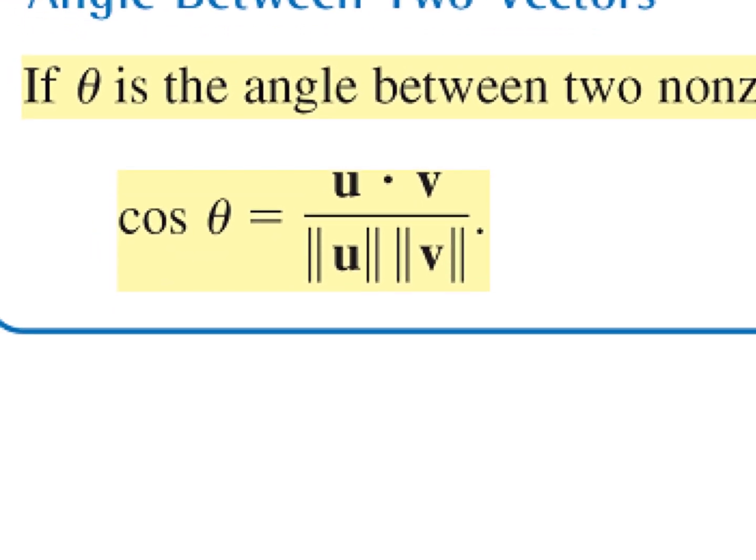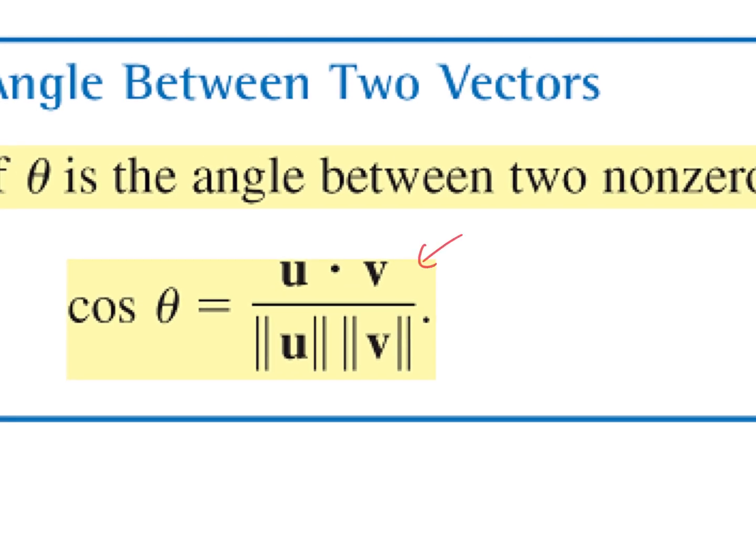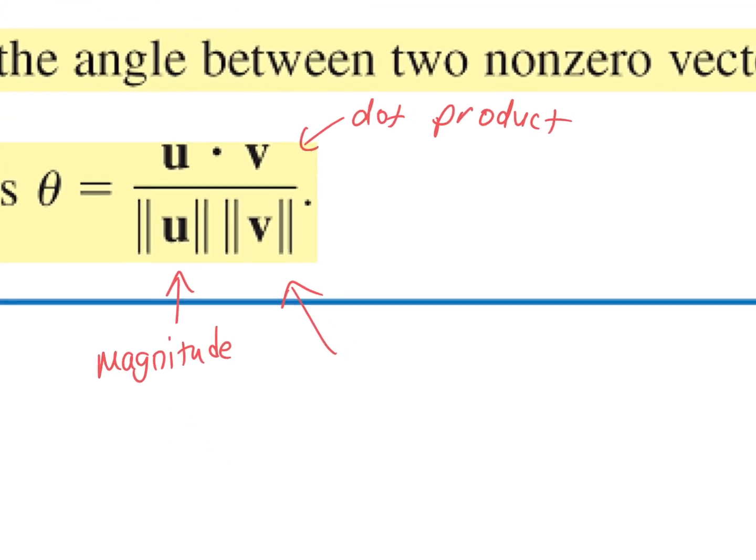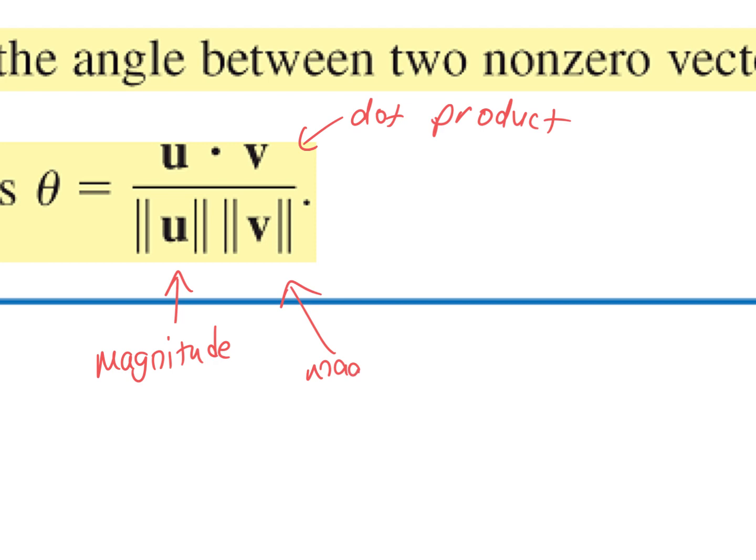First of all, what are you finding on the top? The dot product, okay, not bad. And then what are you finding on the bottom? The magnitude. And then what are you doing to those two magnitudes? You're multiplying them. And then what do you do to those two things together? Your calculator is going to divide them. Really? Not a big deal.